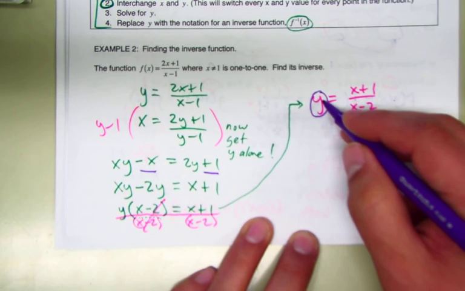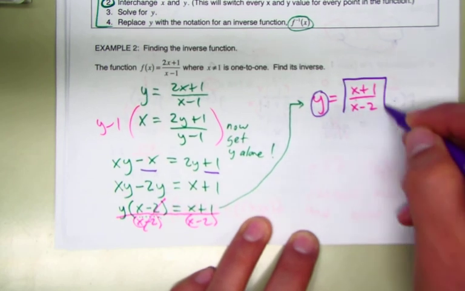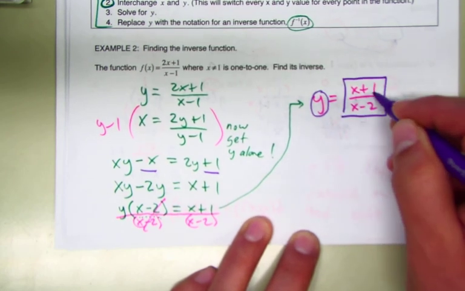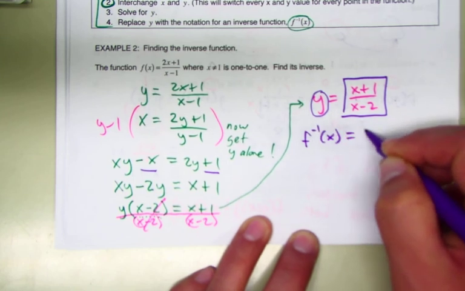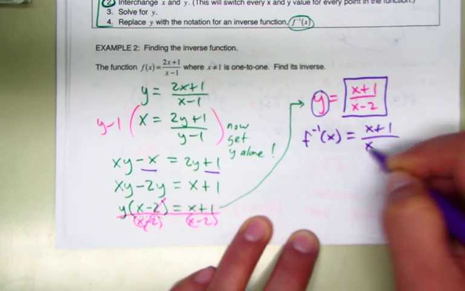This is just a placeholder. What we really cared about is this formula over here on this right-hand side. That is the formula now for the inverse of f. Okay?